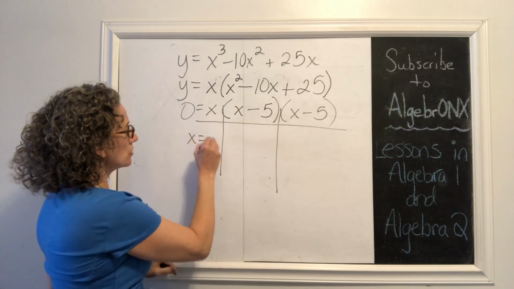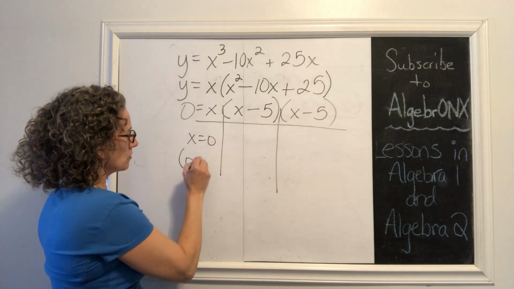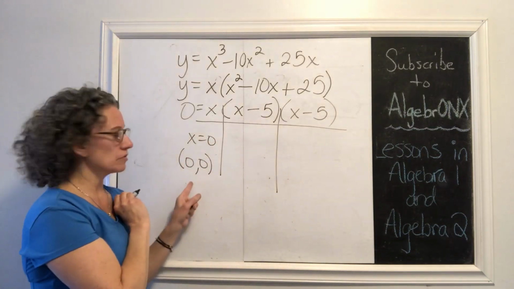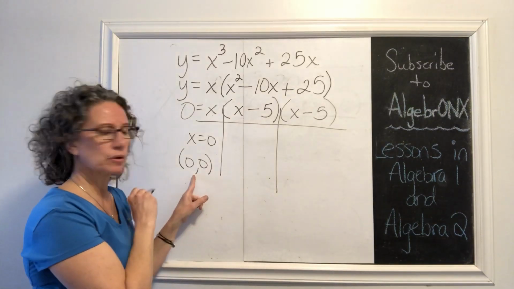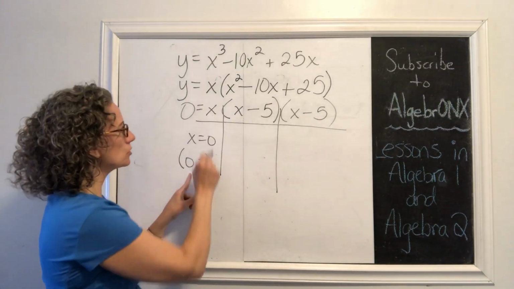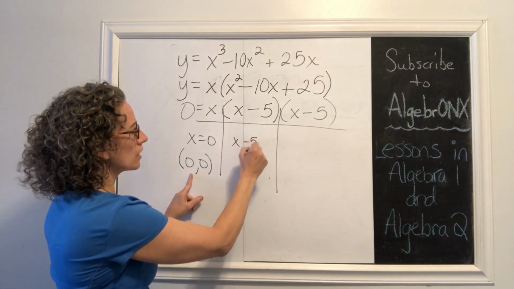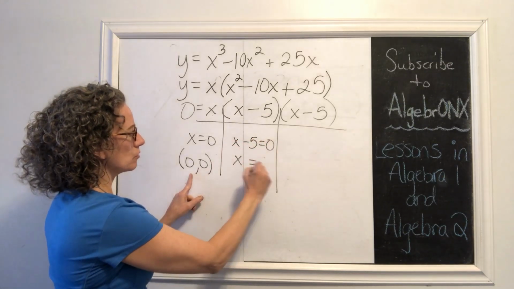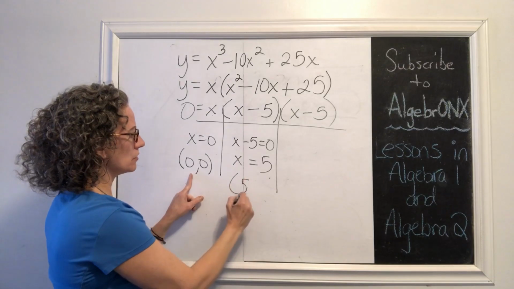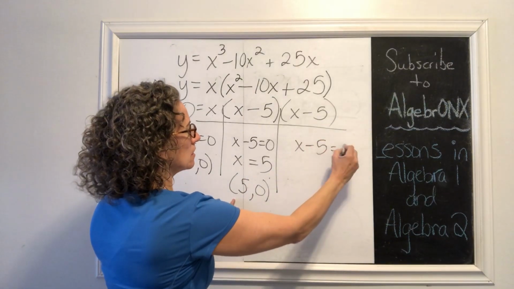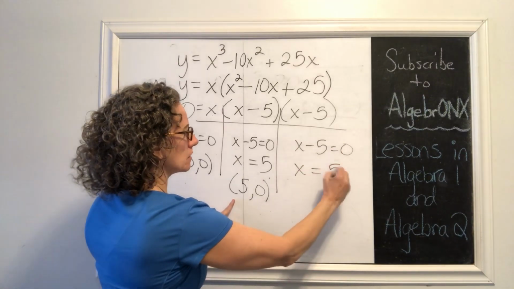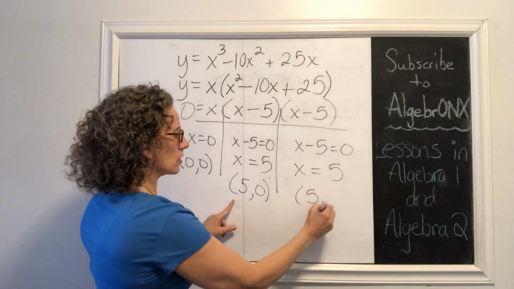x equals 0 is one of the roots. The point is (0, 0) that this graph will travel through. (0, 0) is on the graph. It's part of the solution. x minus 5 is a root where x equals 5; (5, 0) is the coordinate point. And again, a repeat: x equals 5 again, (5, 0).